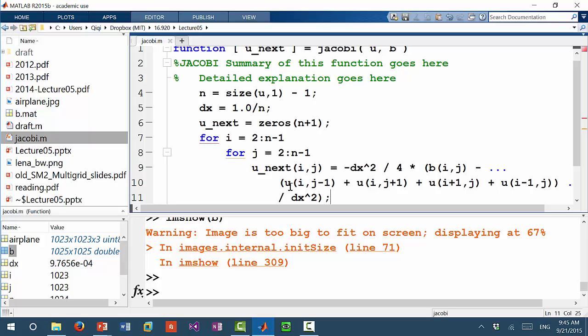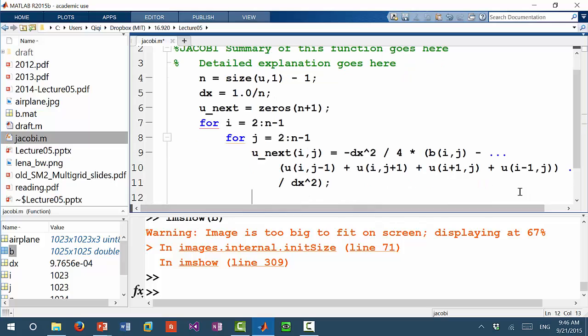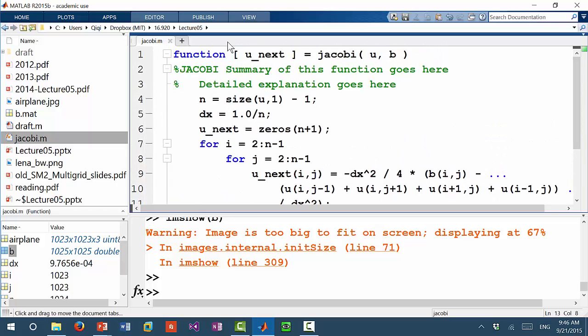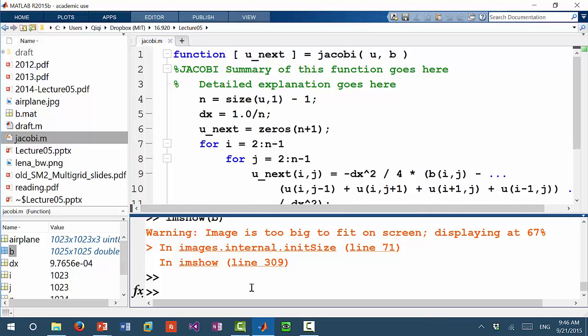Here are the off-diagonal contributions to the matrix. These are all the off-diagonal terms. The only thing that I didn't include is the minus 4 times uij, which is the diagonal. Any questions? Please raise any questions when you look at the code. I know sometimes I'm coding too fast, so just stop me. Cool. I put the ends over here. That's my Jacobi iteration, and u next is the return variable. This function performs one iteration of the Jacobi iteration.